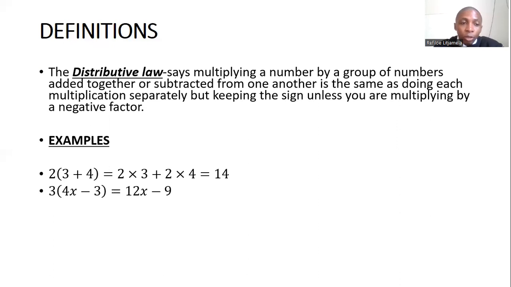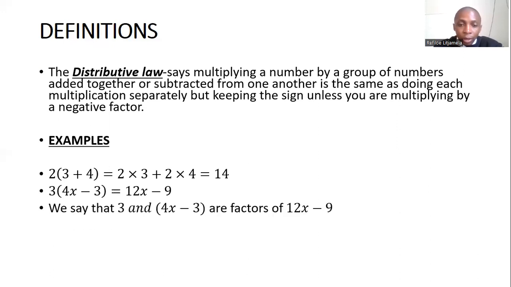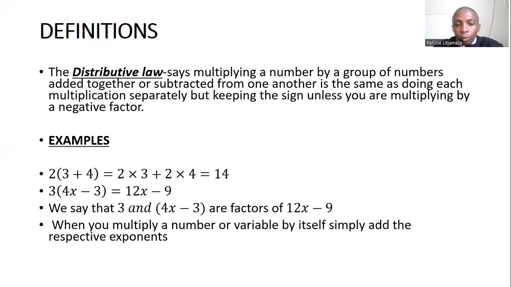And for the second one, you will simply multiply 3 with 4x. 3 times 4x will give you 12x, and take the same 3 multiplied with negative 3, and that will give you negative 9. So that's how we end up having a product of 12x minus 9. That is a product which is a result of two factors, and that will be 3 multiplied with (4x minus 3).